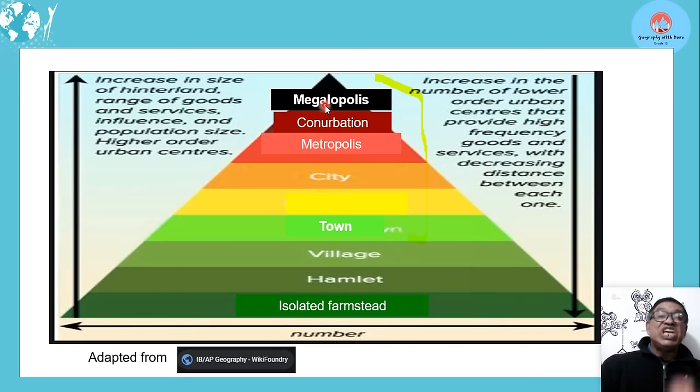So it changes. Obviously, the number would increase, less, more. But the order of services would decrease. The order of functions would decrease. Population size would decrease. So that is your settlement hierarchy. And from here to here, your urban hierarchy.